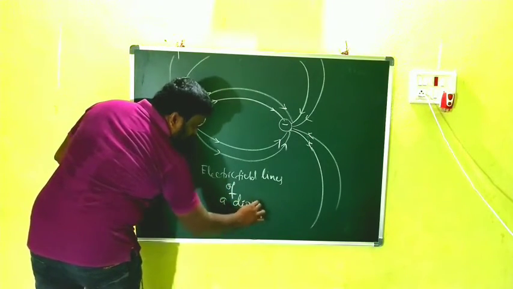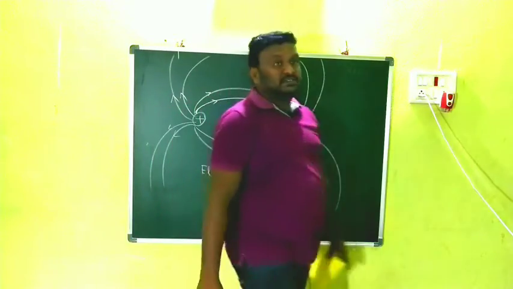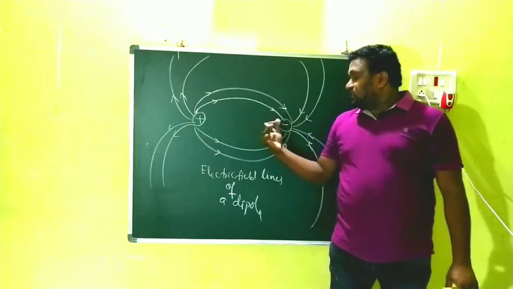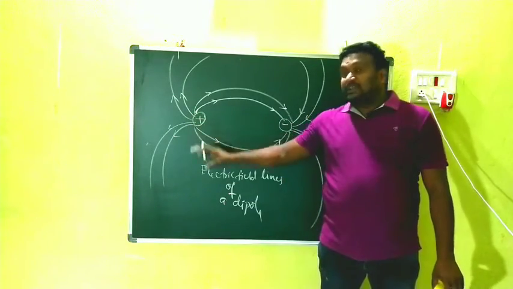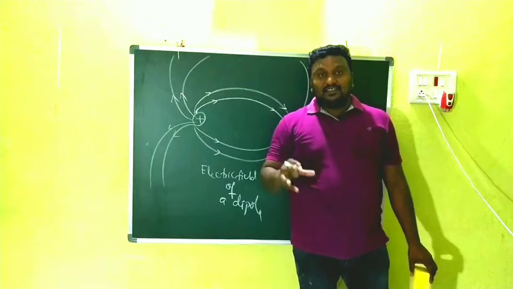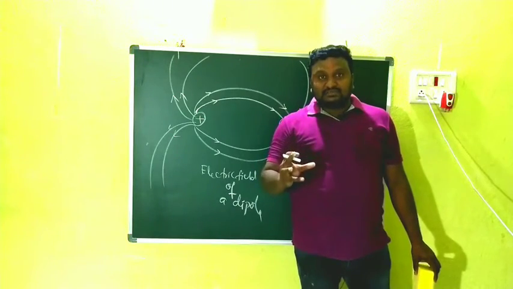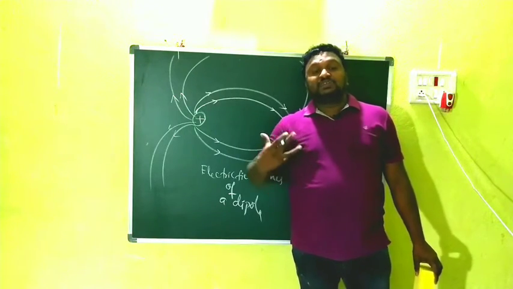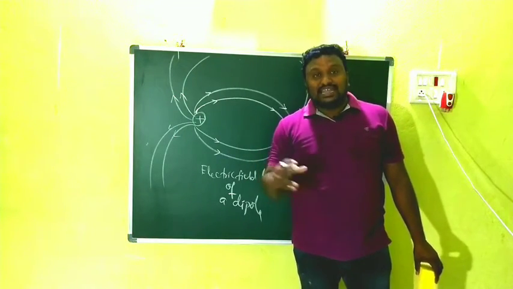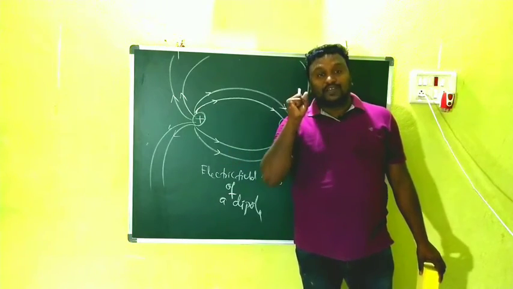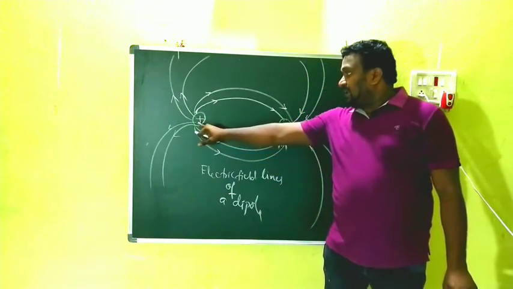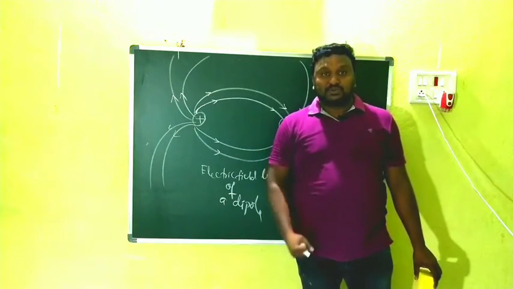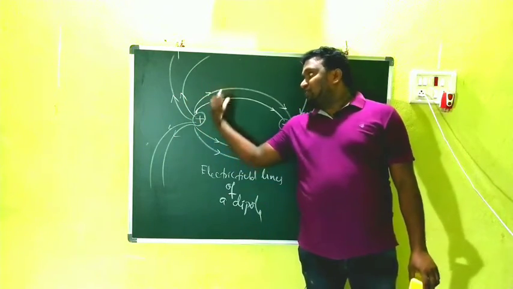Got it children? Here you observe that the electric field lines move from the positive charge to the negative charge. That means there is some attraction between these two. That is what we call the longitudinal tension of electric field lines. Longitudinal tension is nothing but a force of attraction. Okay, clear? This is the plus and this is the minus. They are unlike charges. That's why they are attracted together, and this is shown by these two field lines.